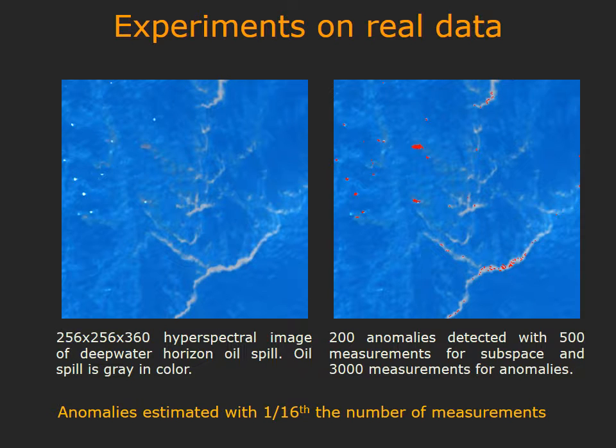We now show results with our proposed imager and algorithm. We show results on detection of anomalies on real data. We performed anomaly detection with our proposed algorithm on the Deepwater Horizon oil spill scene. 500 measurements were taken to estimate a rank 5 subspace for the background spectrum of water. 3000 spatially multiplexed measurements were taken to estimate 200 anomalies of oil spill and have been marked in red in the right image.